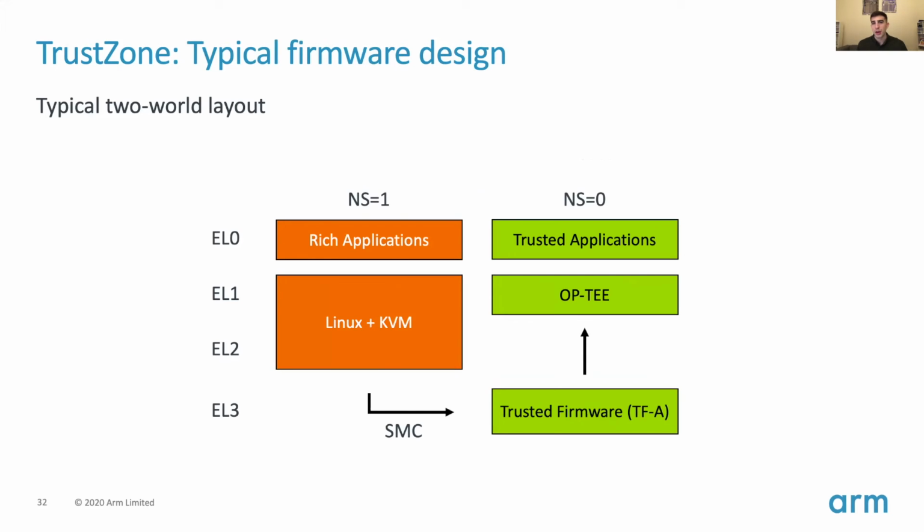Here's a closer look at how software is typically organized in the two-world model. ARM provides a reference monitor implementation called the ARM Trusted Firmware A. On the non-secure side runs your typical Linux and KVM. OP-TEE is an open source so-called trusted operating system. It's a small operating system for running signed trusted applications. Trusted applications provide trusted services to the rich execution environment. For example, a trusted application could implement a firmware TPM or some user authentication components.